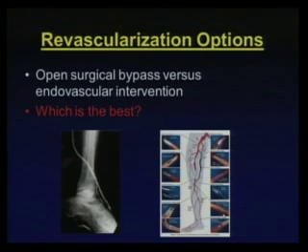So what do we do? Open or endovascular? Traditionally, we do open bypass. We can go from the groin all the way down to the ankle, as you can see. This is a femoral-DP bypass with vein. For the last 10, 20 years, there has been more and more endovascular intervention, including cryoplasty, atherectomy, PTA, stent placement. So which one is the best?